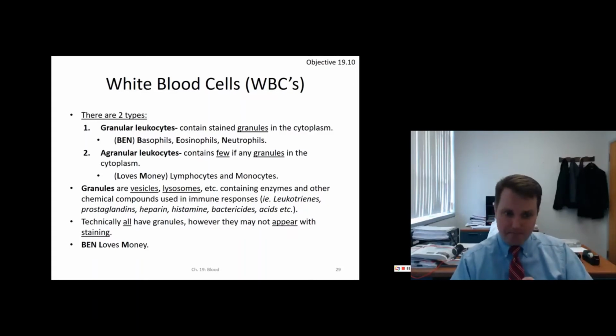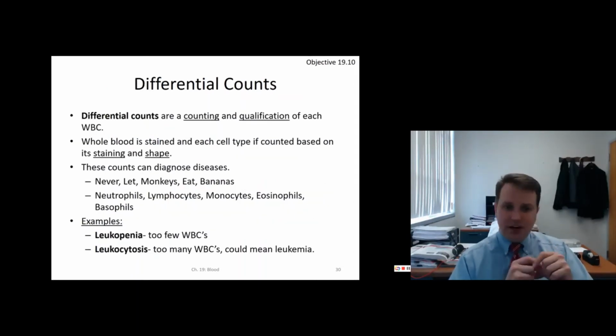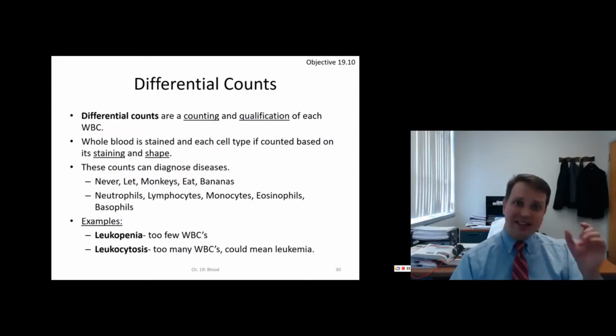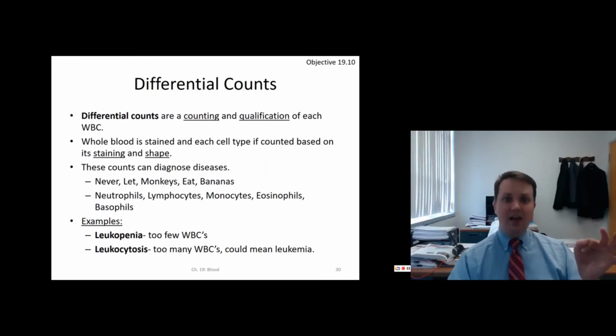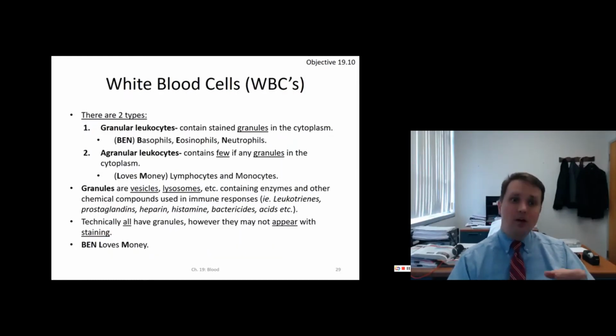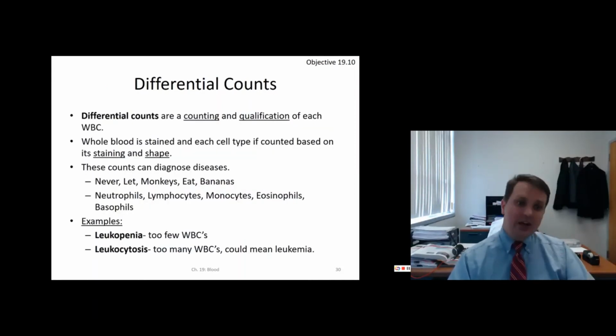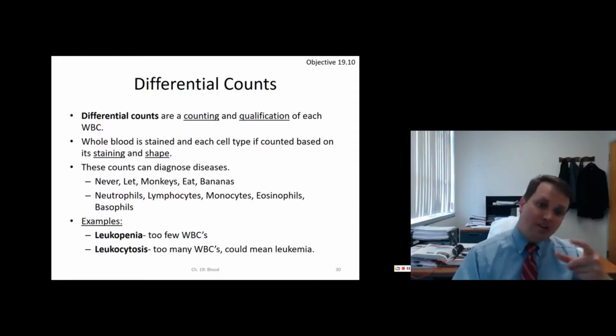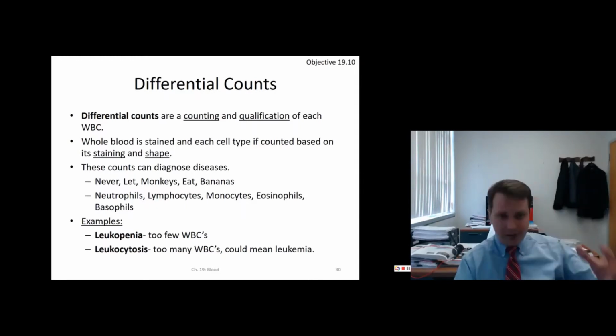Okay? Now, what we also need to understand is something called a differential count. What a differential count is: after I stain a white blood cell, I can look at it on a slide, under a microscope, and qualify it, and then count them. So, how many basophils, eosinophils, neutrophils are there? How many lymphocytes and monocytes are there? And get a count. Now, the count is used to diagnose disease. So we always do this based on the staining and shapes, morphologies. We qualify them, and then we count them. So that's what's going on.